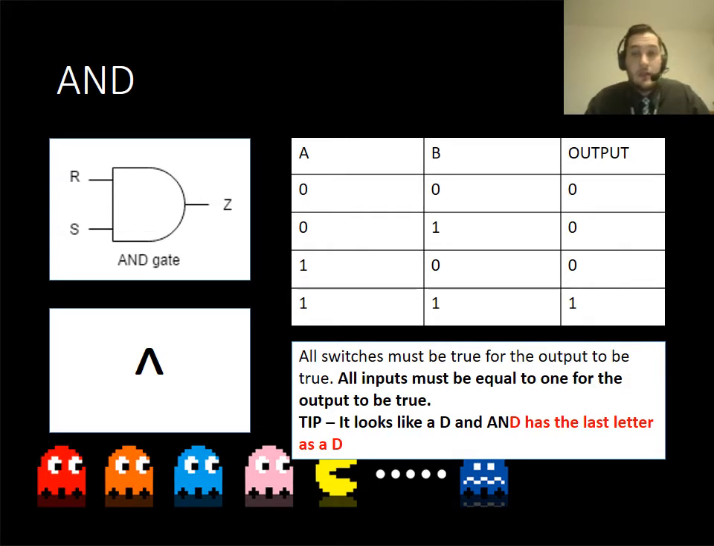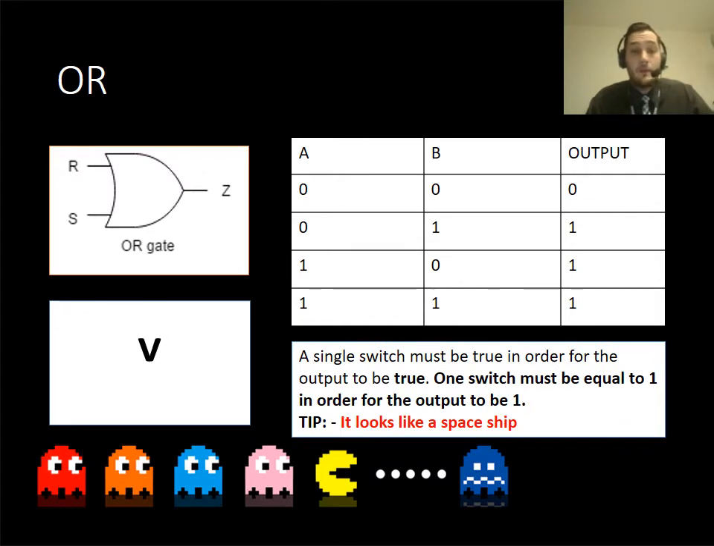Now the Boolean algebra symbol that you will need to know for this, so AND goes up. And the way that you can help remember that is it looks like a capital A. So I hope that is useful in helping you to remember it. Then we have OR, which goes down. So remember, AND is like a capital A, OR points down.